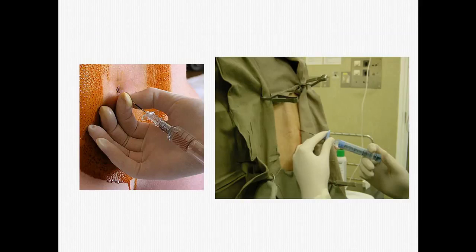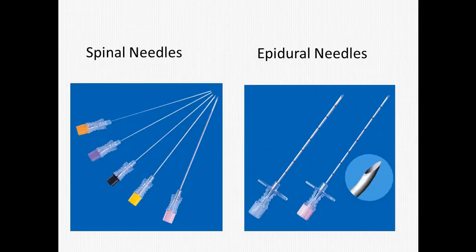In this picture, we see how we give the epidural anesthesia. The needle is called a Tuohy needle, and the syringe is a low resistance syringe. Here is the difference between the spinal needles and epidural needles. Spinal needles are color coded, and the Tuohy needle is wide bore and has a curved ending.